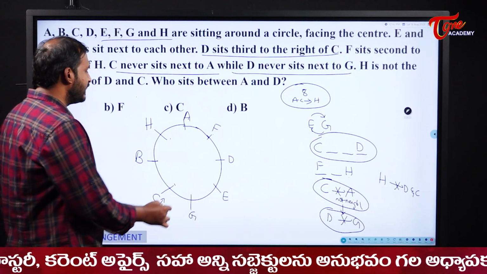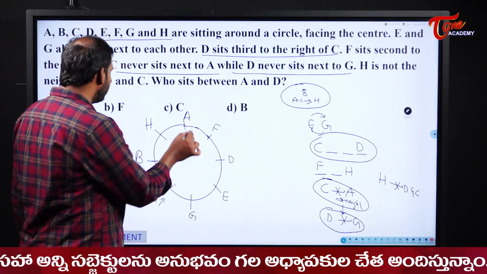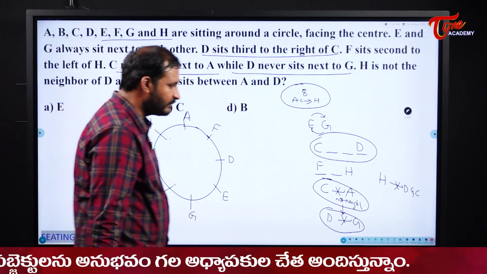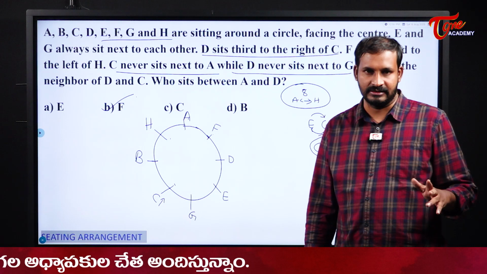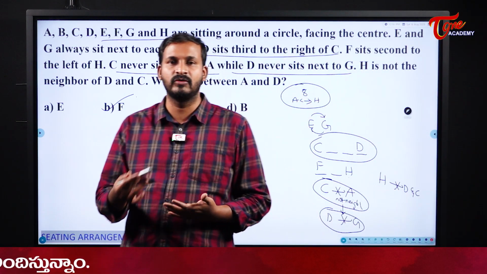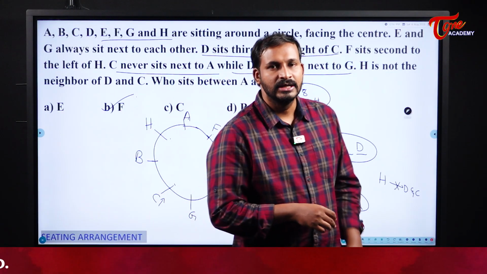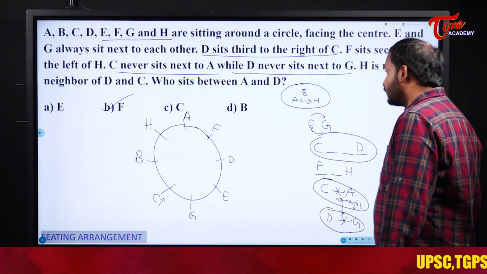Next, who sits between A and D? Who is sitting between A and D, students? F. F is sitting between A and D. So always we should solve it with trial and error. We will take one chance. If it is not possible, then immediately we will move to the other one. A simple example. So for us, between A and D we will have F.